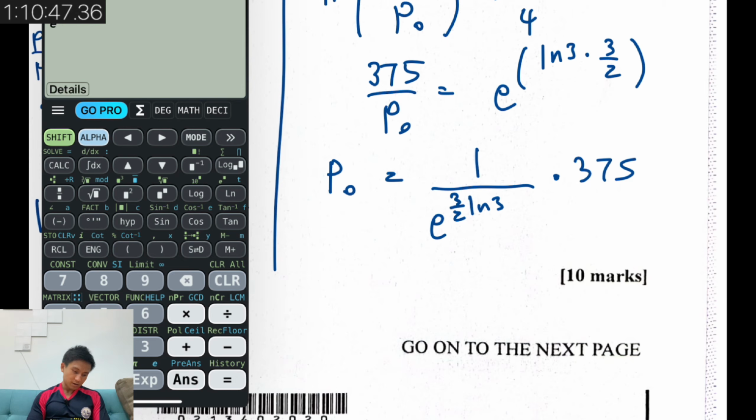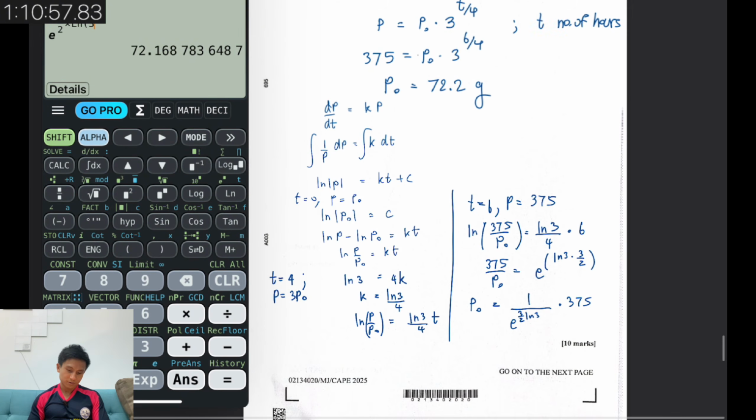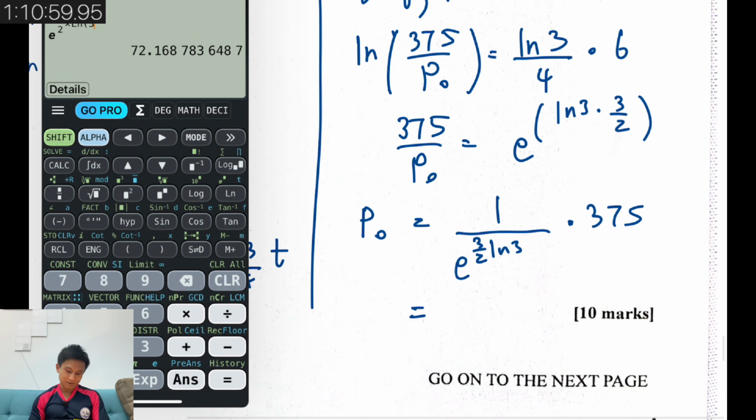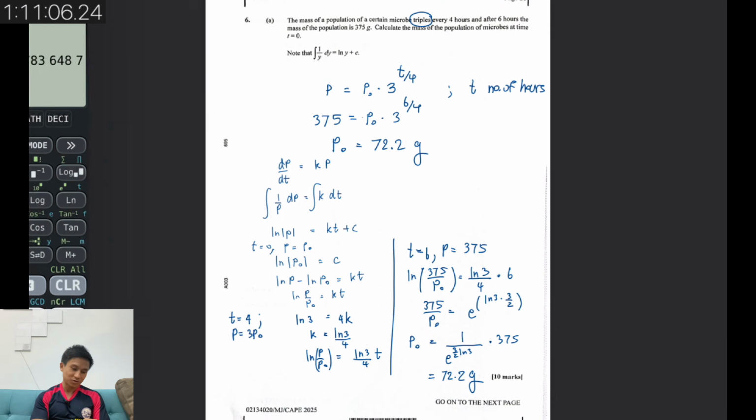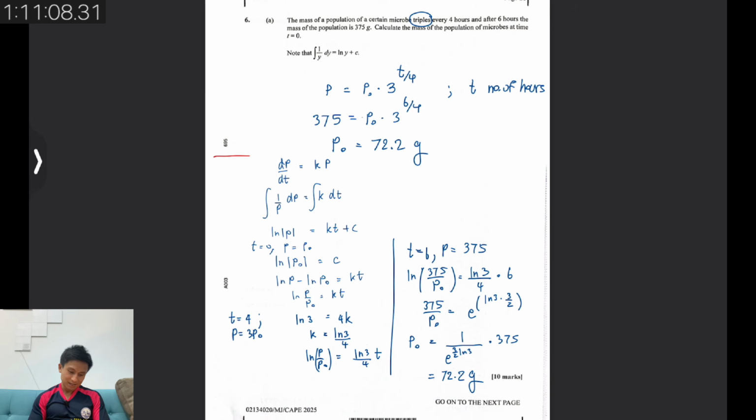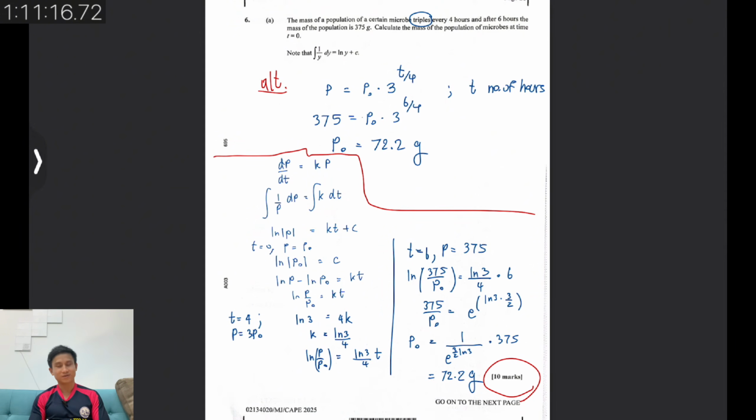e to the 3 over 2 times ln 3. There you go. That's exactly the same answer. I guess they want you to do it this way, maybe because it's 10 marks. So I'm suspecting that this should be your go-to working, but I'm just going to kindly suggest that this is the alternative.